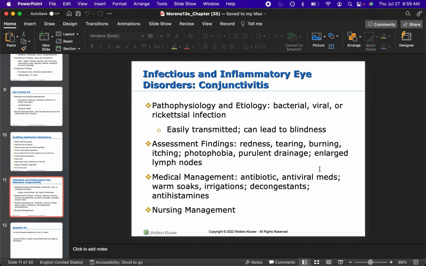Usually for this one, it is an antibiotic treatment, if it's bacterial. Sometimes if it's viral, an antiviral medication. We tell people to do warm compresses, irrigation, and then some people will do decongestants and antihistamines to stop that drainage.